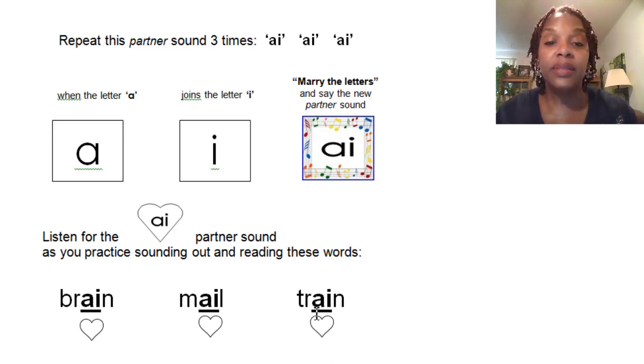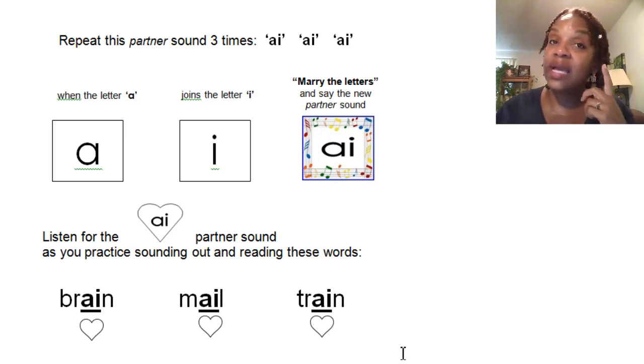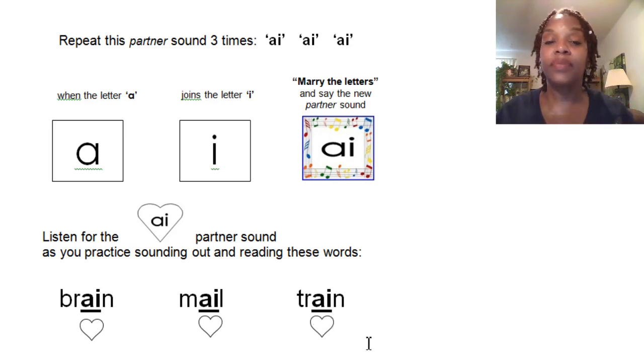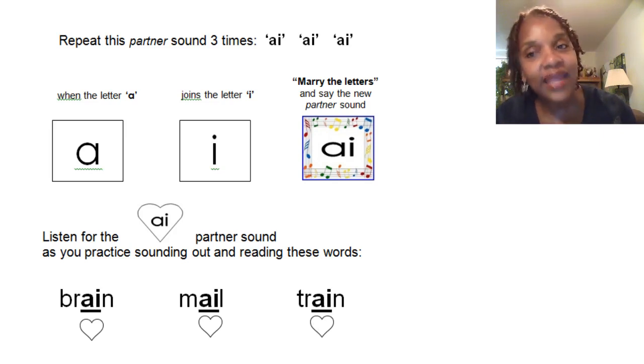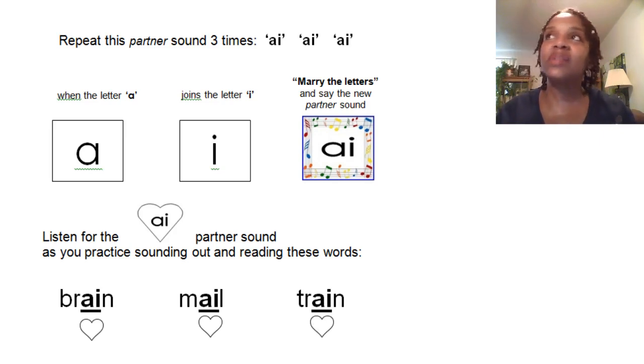The partner is the vowel partner. The two vowels walking partner is AI. And what sound does AI make again? A. The word is train. Can you use train in a sentence? Think about a sentence that has the word train in it.